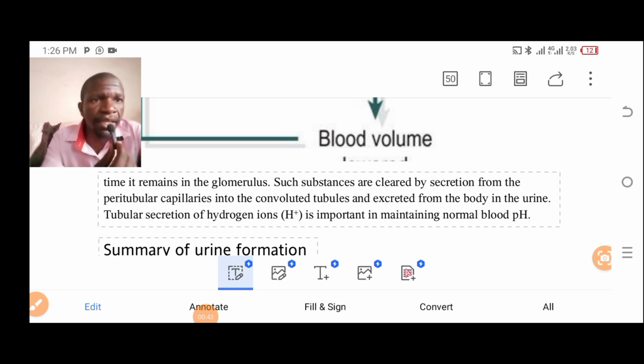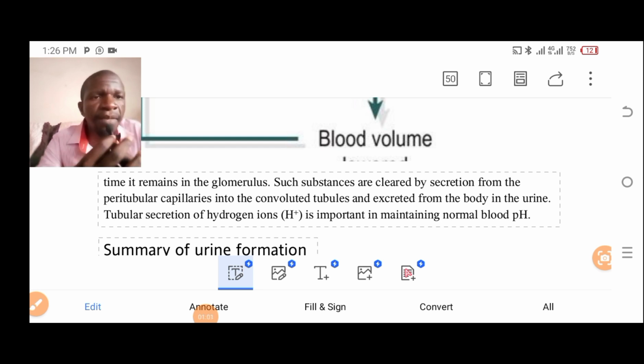Such substances are cleared by secretion from the peritubular capillaries into the convoluted tubules and excreted from the body in urine. Tubular secretion of hydrogen ions is important in maintaining normal blood pH. So this is tubular secretion.